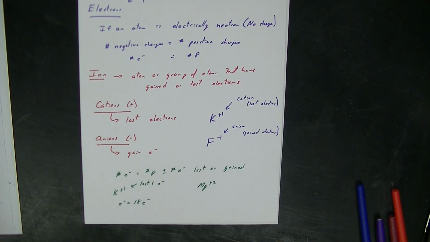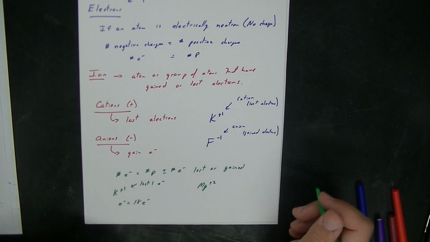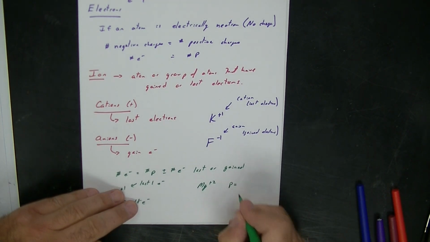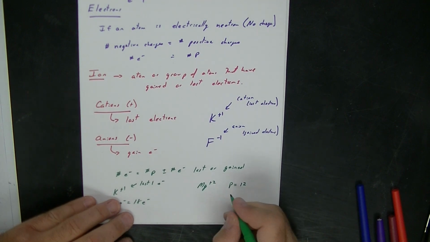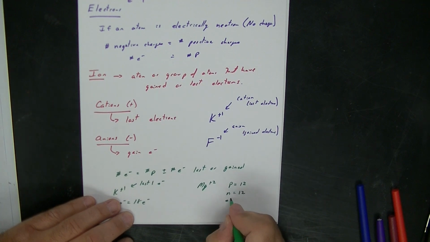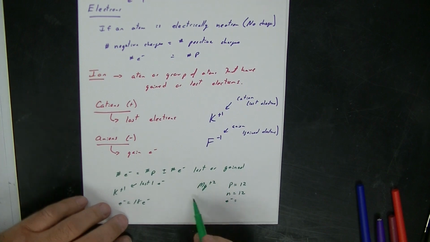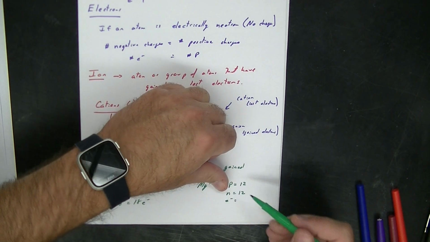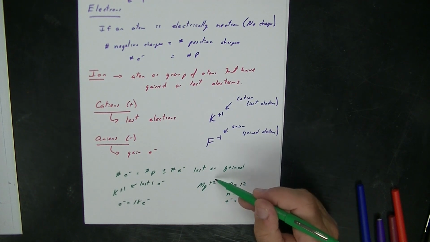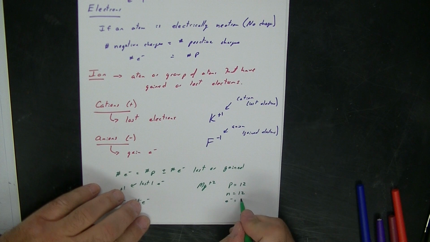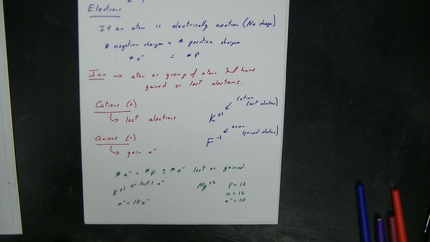Let's calculate protons, neutrons, and electrons for a magnesium cation with a +2 charge. Protons are the atomic number, which is 12. Neutrons, mass minus atomic number, so 24 minus 12 is 12. Electrons. Normally, if this was electrically neutral, protons would equal electrons, so it would have 12 electrons. This is telling us that it's lost 2 of them, so it would have 10 electrons.